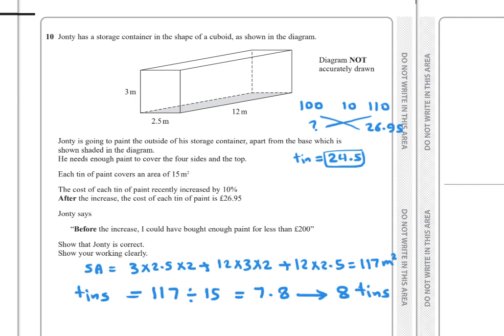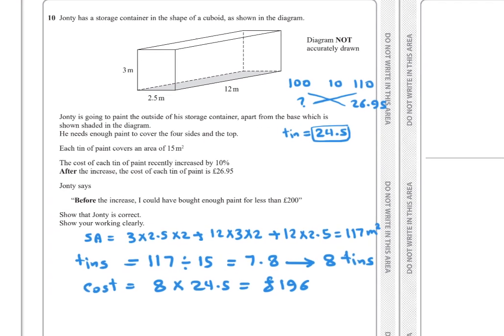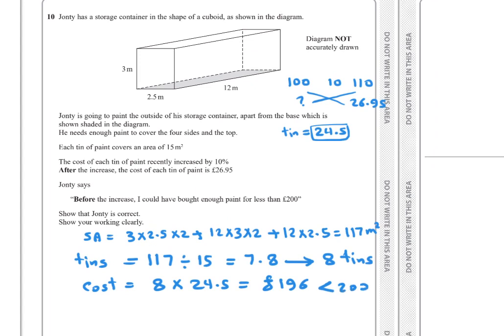Now 8 tens and each 10 costs 24.5. So to find the cost before the increase, multiply 8 by 24.5 equals 196 pound. So Jonty is correct because it is less than 200. So Jonty is correct.